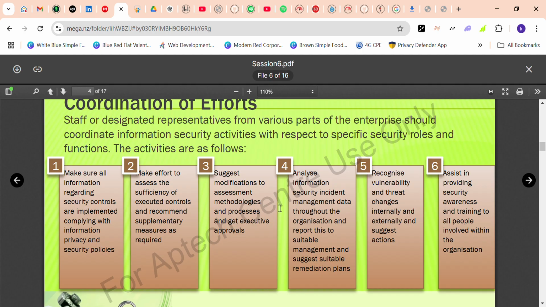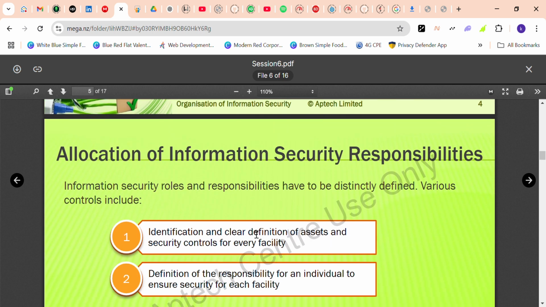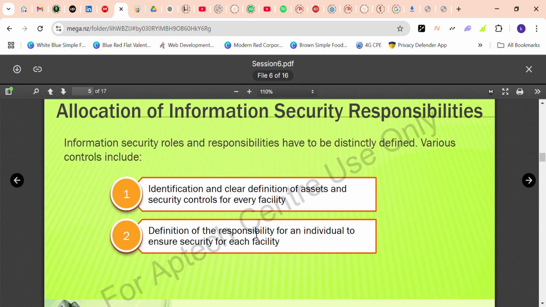So these are the coordination of efforts we are talking about. And then we're talking about allocation of information security responsibility. Here, the information security roles and responsibilities have to be distinctly defined.